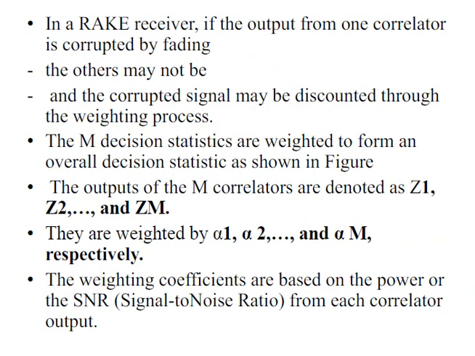The M decision statistics are weighted to form an overall decision statistic, as shown in the figure. The outputs of the M correlators are denoted as Z1, Z2, and ZM. They are weighted by alpha 1, alpha 2, and alpha M respectively. The weighting coefficients are based on the power or the signal to noise ratio from each correlator output.